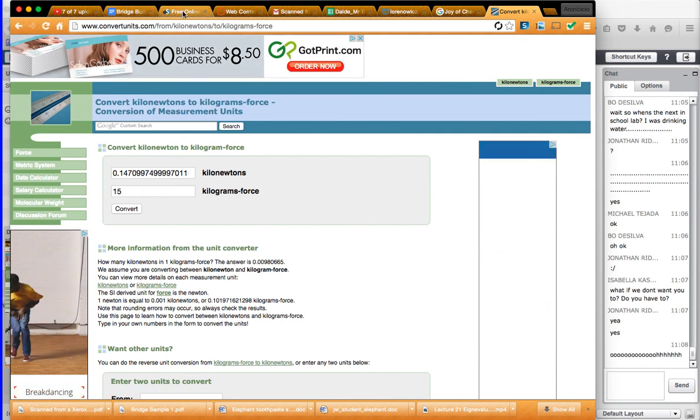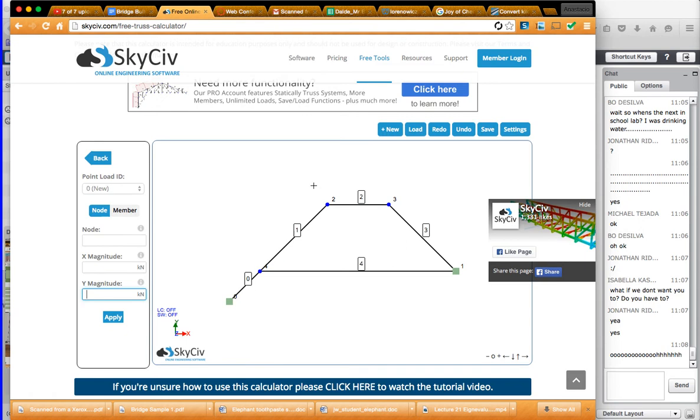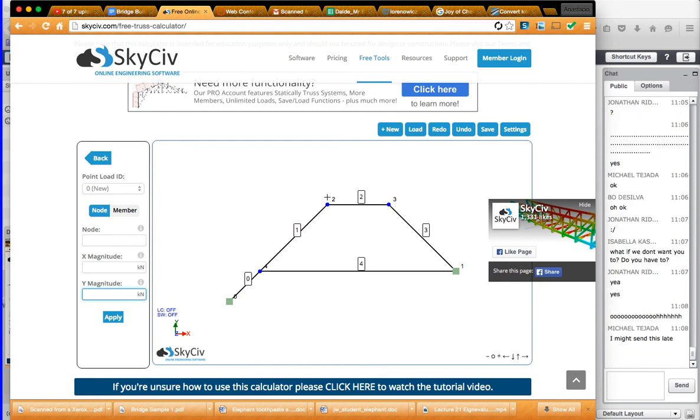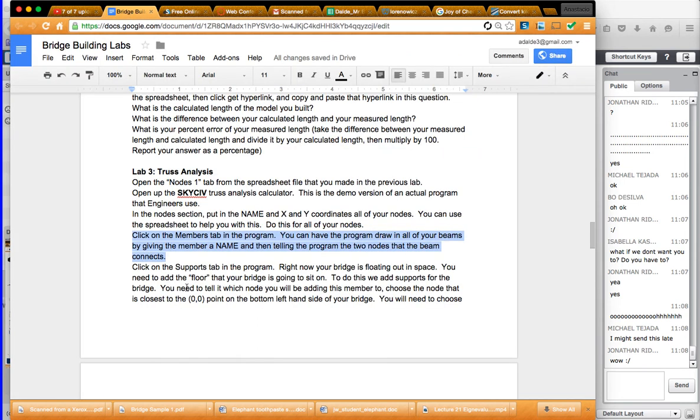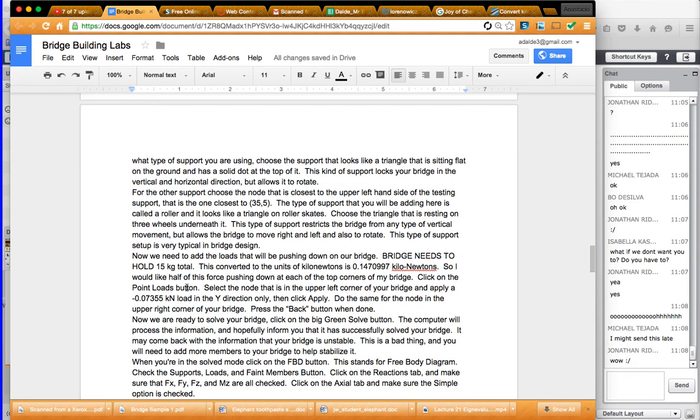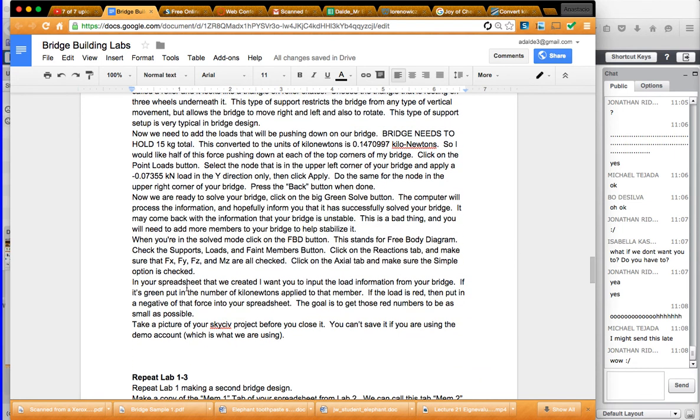So what I want to do is push down over here with 0.147099 kilonewtons. But what I'm going to do is actually push down over here with half of that and push down over here with half of that. So on node 2, I'm going to push down with a force of negative 0.07355. And I put that in the instructions, so you guys don't need to memorize all these numbers. I actually put that right here.